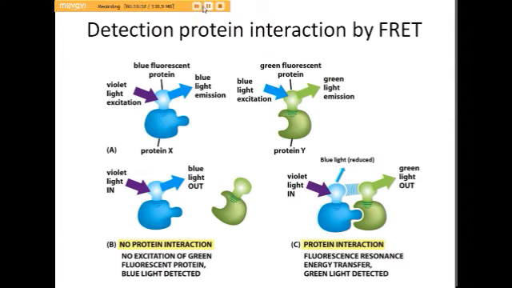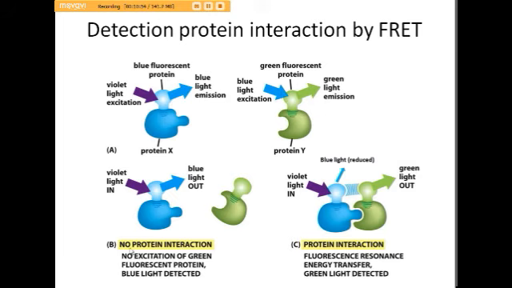Here is a further example to show using FRET to detect protein interaction. This is protein X, fused to blue fluorescent protein, BFP. And this is protein Y. Protein Y is fused to green fluorescent protein.